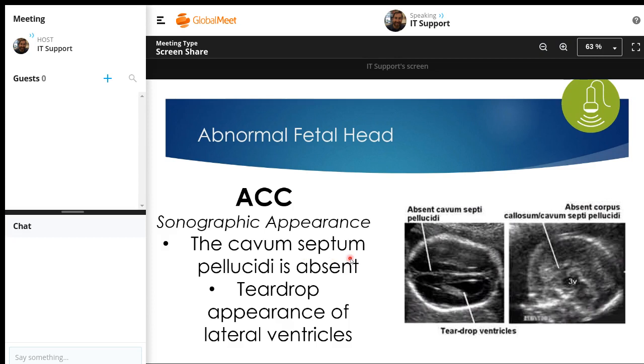So how does this look on ultrasound? If we remember, the cavum septi pellucidi is very closely related to the corpus callosum. So if that is absent, we're going to assume that there's something happening with the corpus callosum. Either it's completely gone or it's partially there. And the lateral ventricles are going to appear teardrop shaped. You can see how this almost looks like a teardrop here. Usually we can't really see this part of the ventricle in this plane.